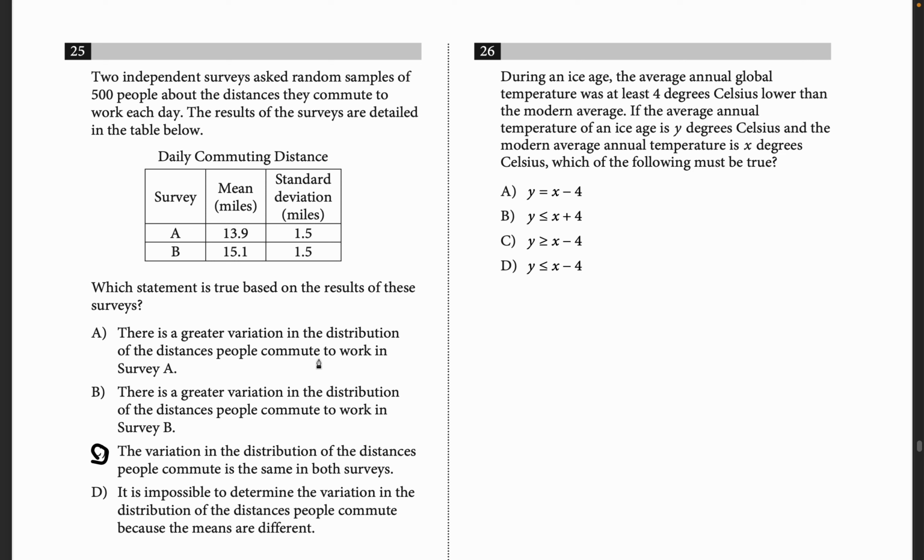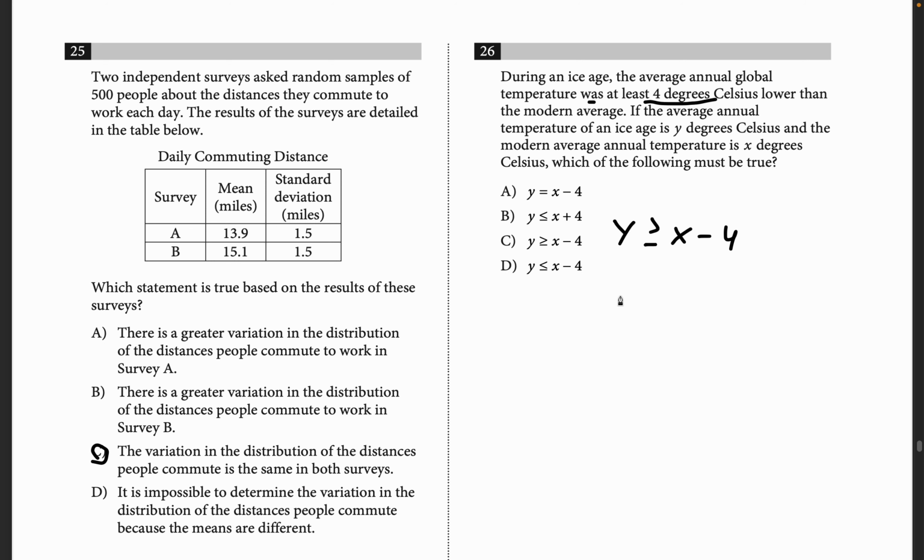26. During an ice age, the average annual global temperature. So we can turn this into an equation. What is the average annual global temperature? That is Y. Y was at least 4 degrees Celsius lower than. Oh, okay. You might be tempted to write Y is greater than or equal to X minus 4 because it was 4 degrees lower. No, you have to write it like this.